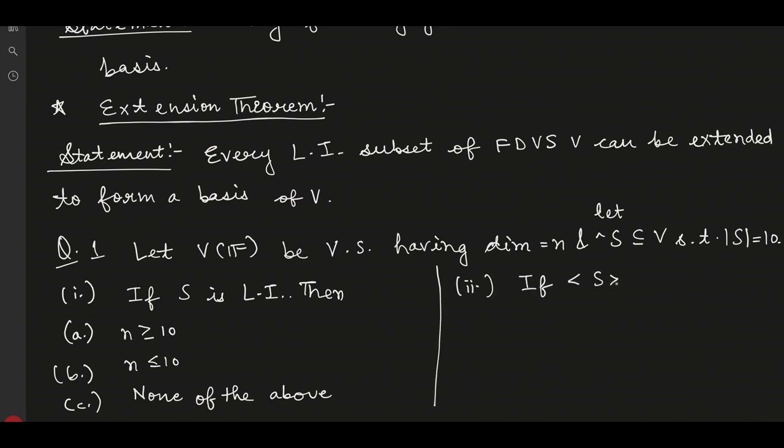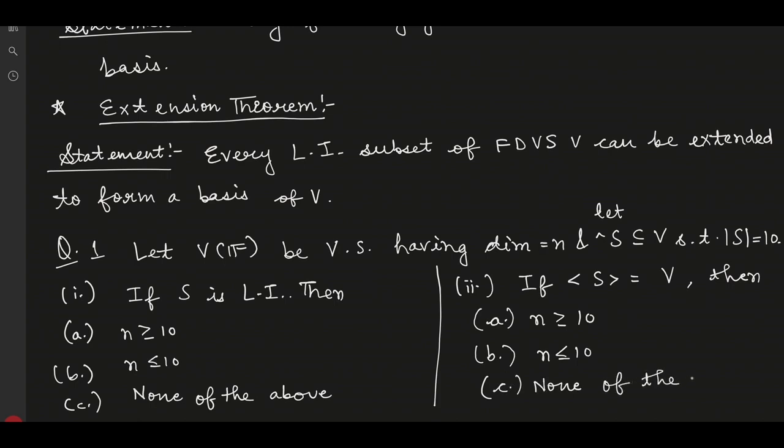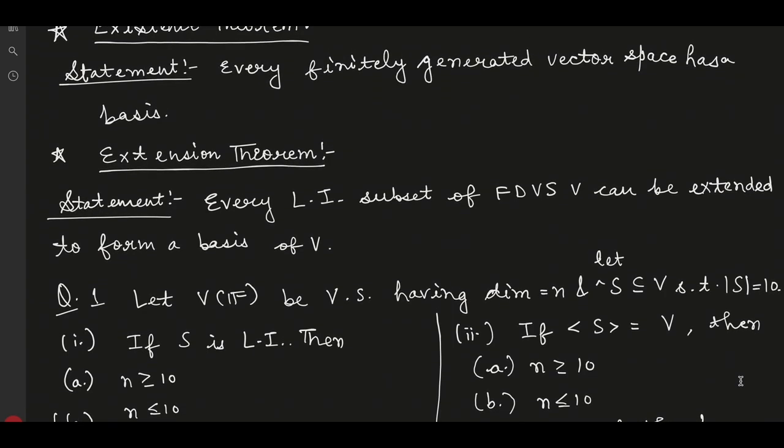If S is a generator, means the vector space can be generated by this subset S, then, sorry, n is greater than or equal to n, less than or equal to n, none of the above. So by seeing these two theorems, can you tell me which theorem is to be applied in the first part and the second part?